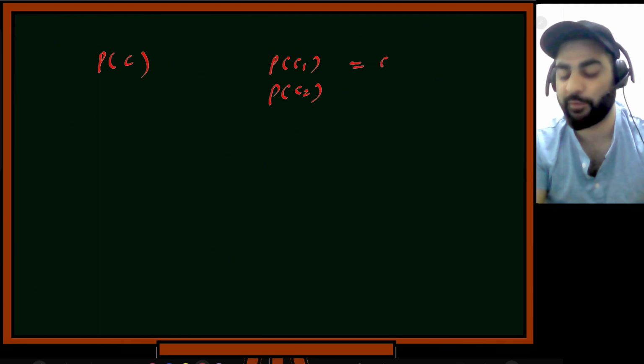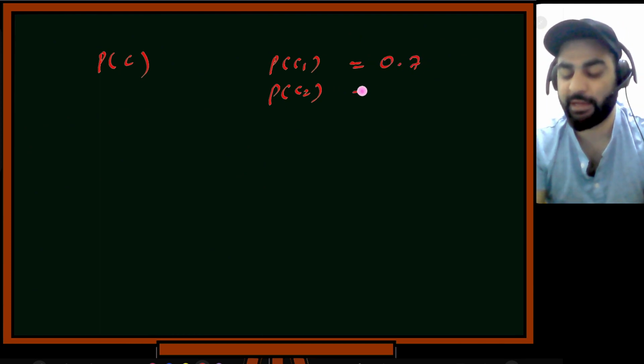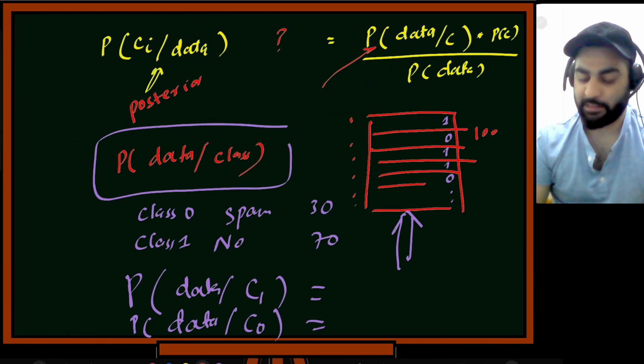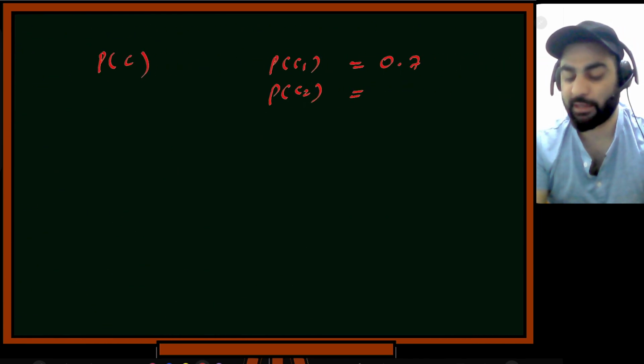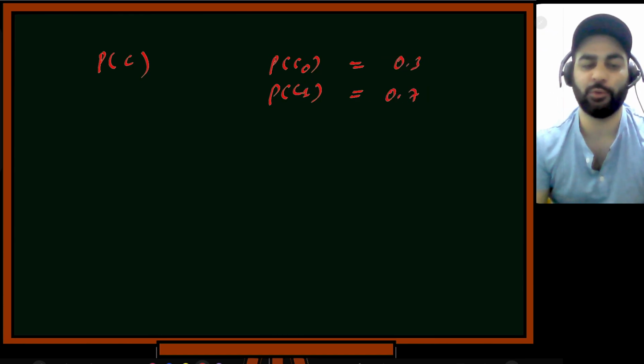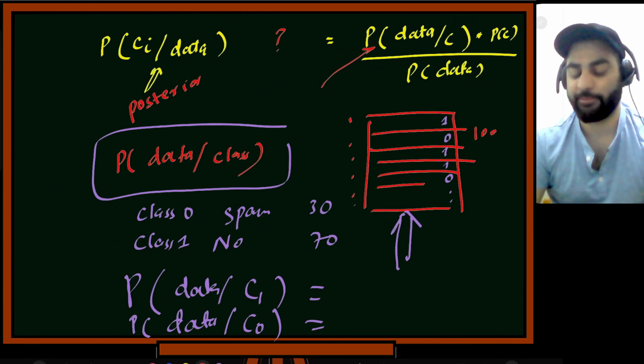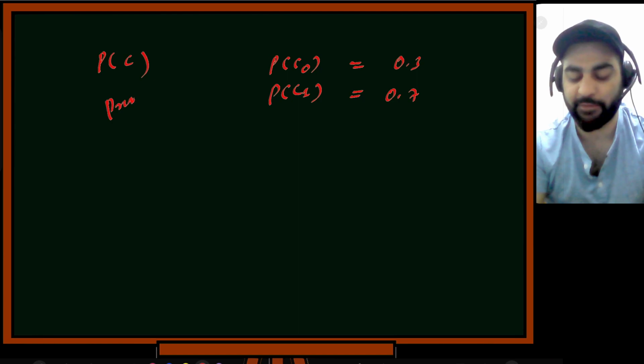The probability of class 1 is 0.7 because out of 100 samples we have class 1 at 0.7. Out of these 100 samples, this is my class 0 and class 1: 0.3 and 0.7. This is my prior. Prior means I have this prior belief.